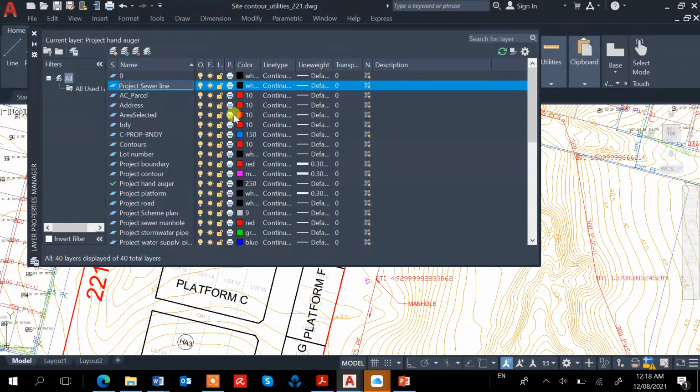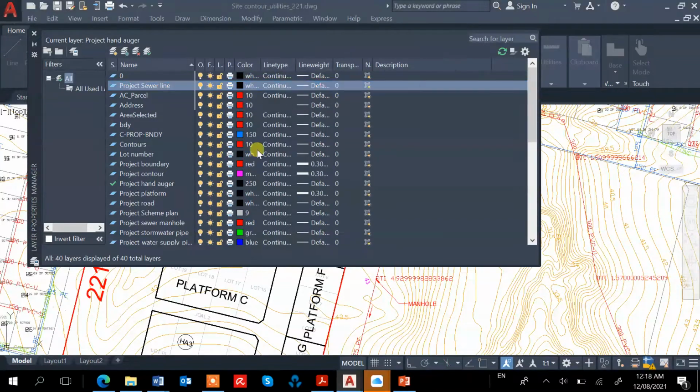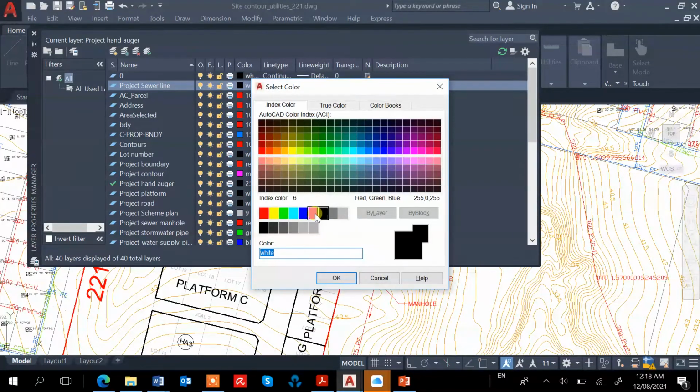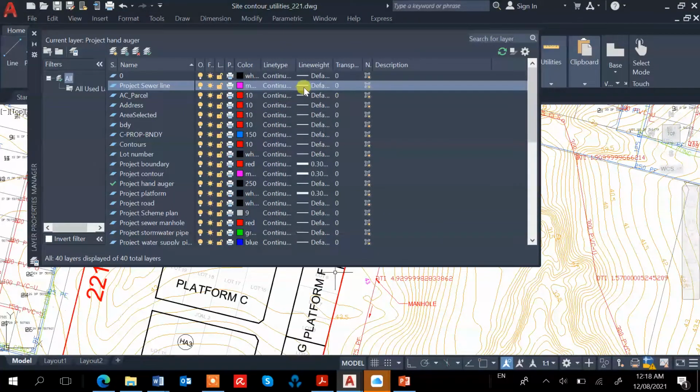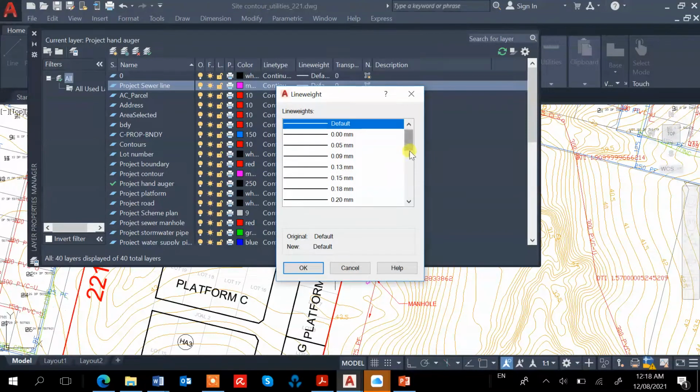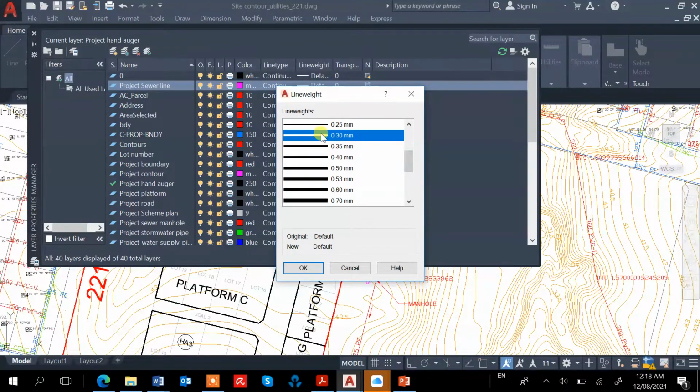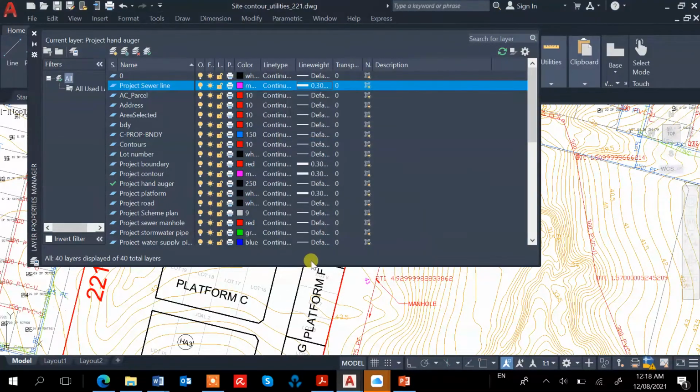I give it color. I think I put the magenta, and I want to give it some light weight as well. I think I just put it to, let's say, 0.3 mm. So I made this current.